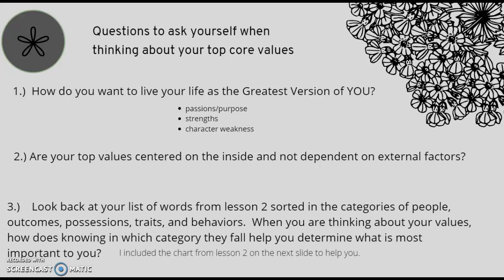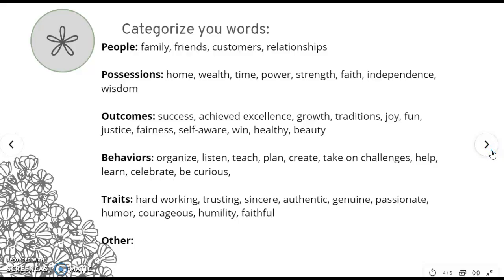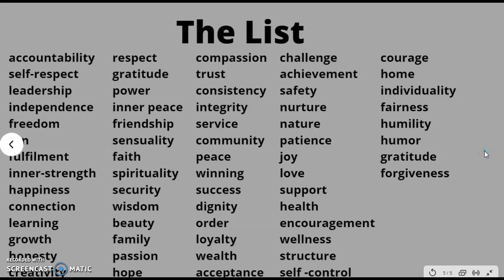You just have to remember that number 2 thing. Don't expect people or things, those external things, to give you that fulfillment. Make sure you know what you're focusing on. Does that make sense? So just keep that in mind when you're making your list. And I did put the list here from lesson 2 if you weren't sure what those categories were. So here's the list that you can use. You do not have to use this list.